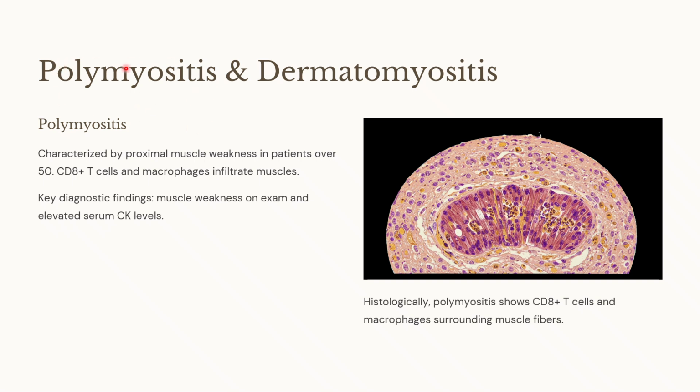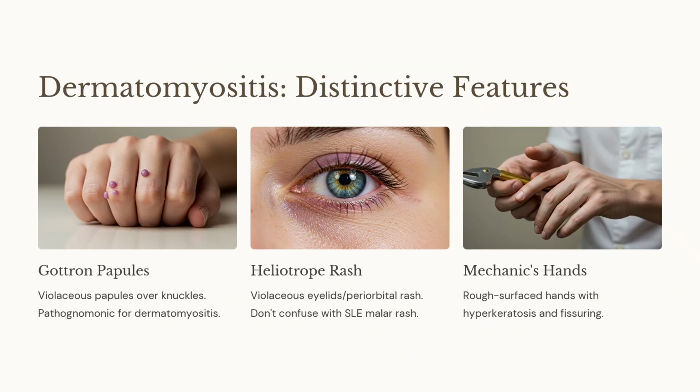When polymyositis is associated with dermatological features, then it is known as dermatomyositis. So, what are the dermatological features which you see in dermatomyositis? There is something known as Gottron's papules, also known as mechanic's hands. So here there will be violaceous papules, or the hands will look rough. What do you know about heliotrope rash?